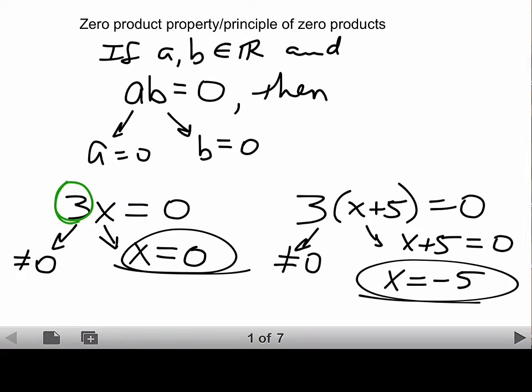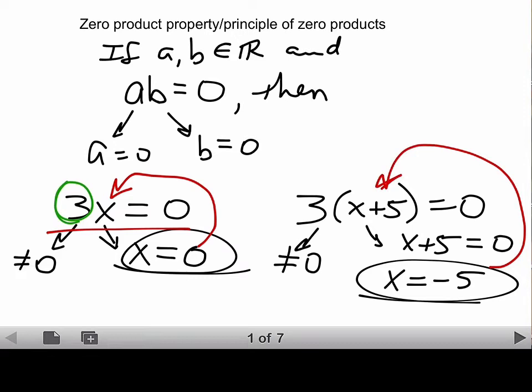You can see in both cases that if we substituted the solution into the equation, we'd get a true statement. That is, if I put 0 in place of x for the first equation, 3 times 0 is certainly 0. If I were to put negative 5 in place of x in the second equation, then that factor would become 0, and I'd have 3 times 0, which would give me 0.